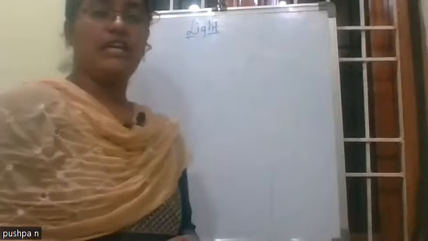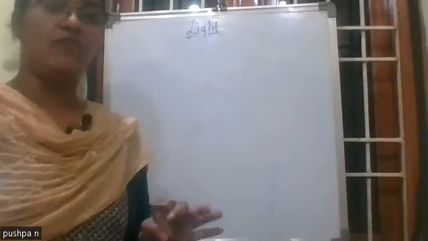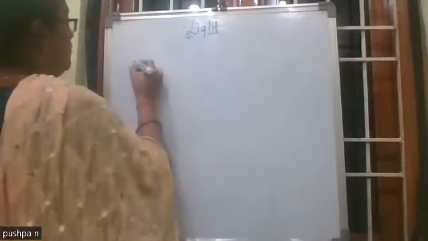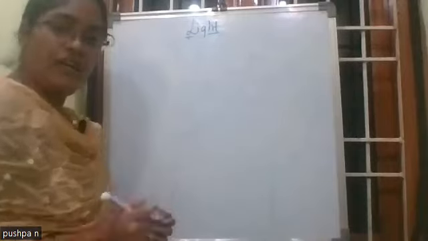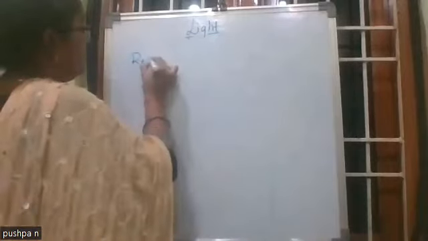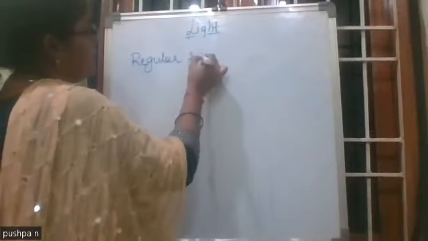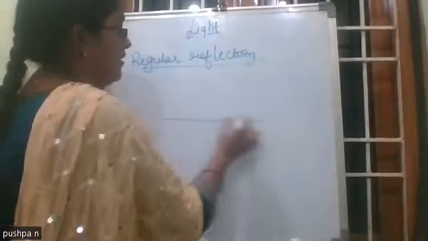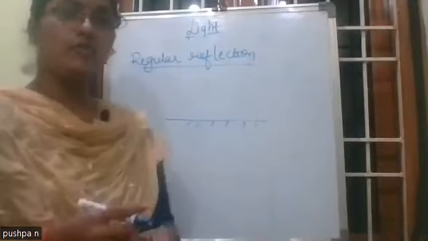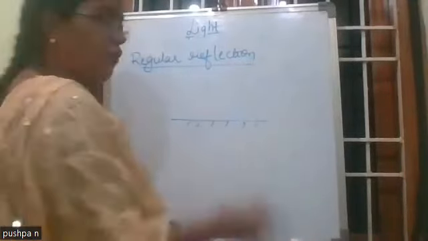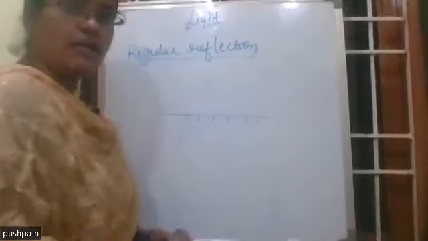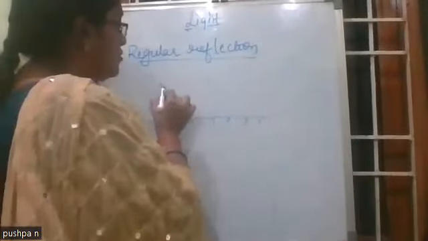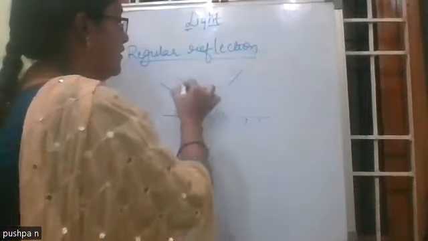We have regular reflection, and in reflections we have regular and diffuse reflections. What is regular reflection? Let's take a smooth glass surface. When light falls on it, what happens? That will be reflected.